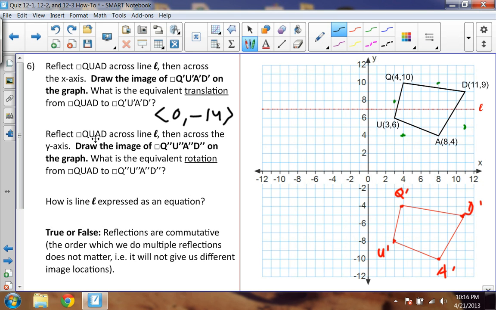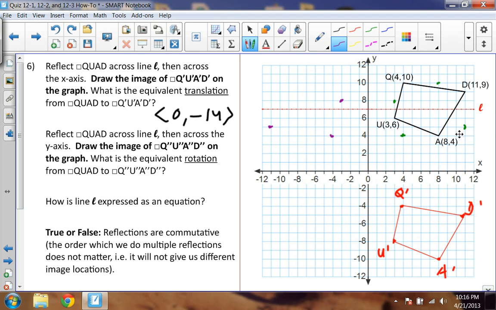Okay, the next thing you had to do is reflect this quadrilateral across line L. So I still have these points. I'm going to use these again. Then across the y-axis. So this time I'm going to reflect them across here and draw the image. So let's go and do that. Here was my reflected U. 1, 2, 3 over. 1, 2, 3. There's that. And I'm going to save the time as far as teaching how to do this, because hopefully you've had enough practice with it, or you did it masterfully on this quiz.